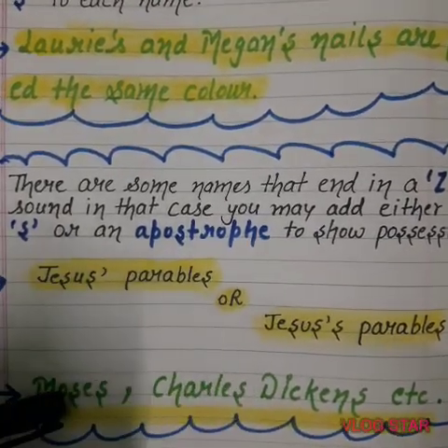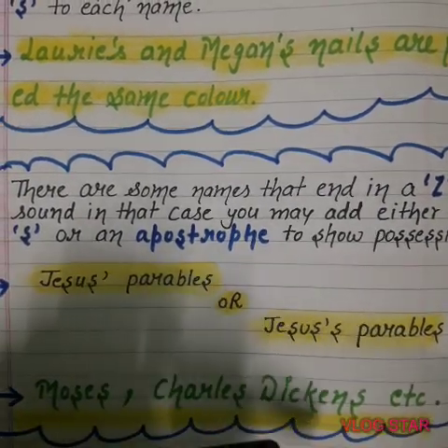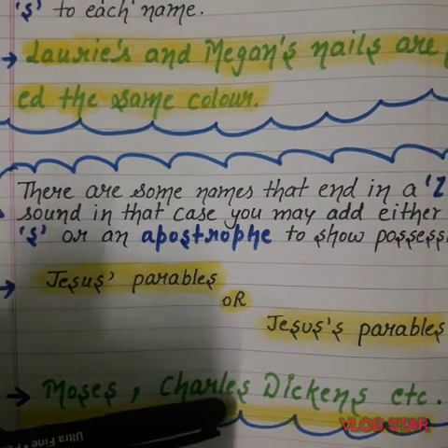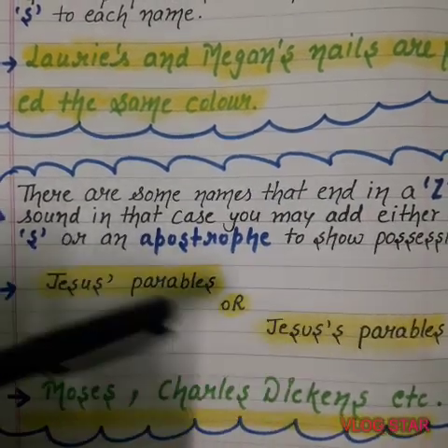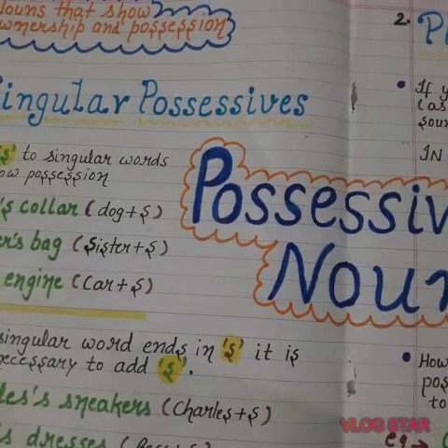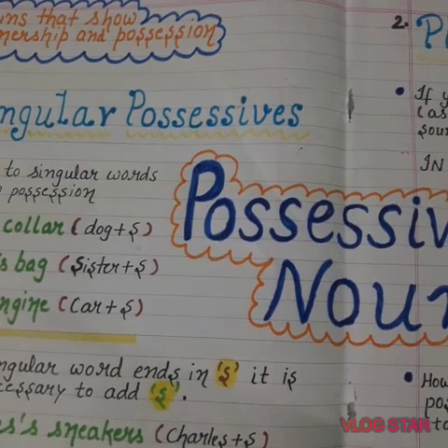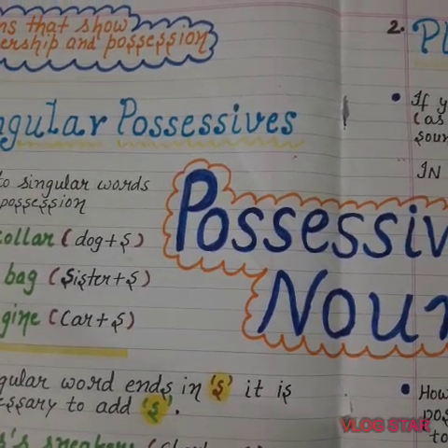Few examples are there, like Moses, Charles Dickens. It gives a sound of z at the end, so we can use both the forms to show the possession. I hope this module on possessive noun is helpful in making you understand possessive nouns.